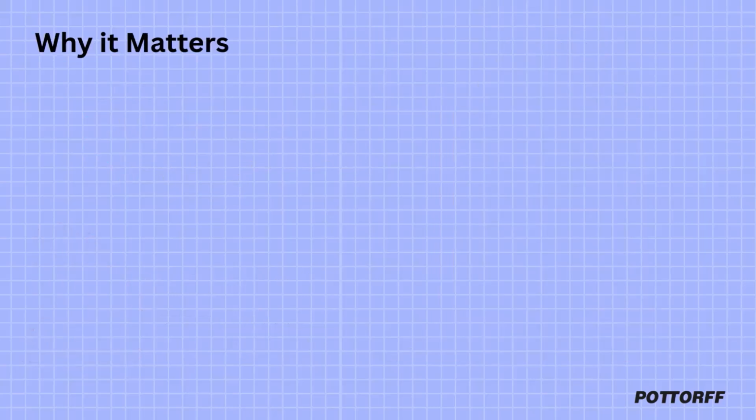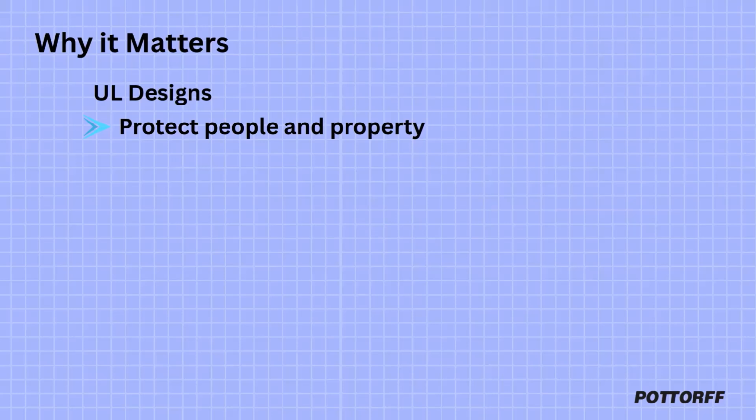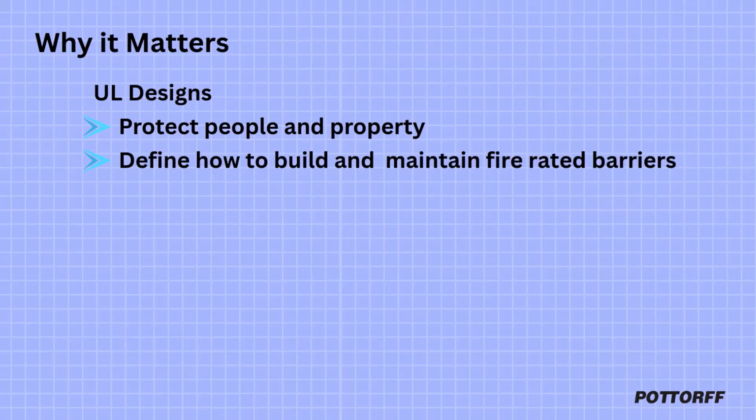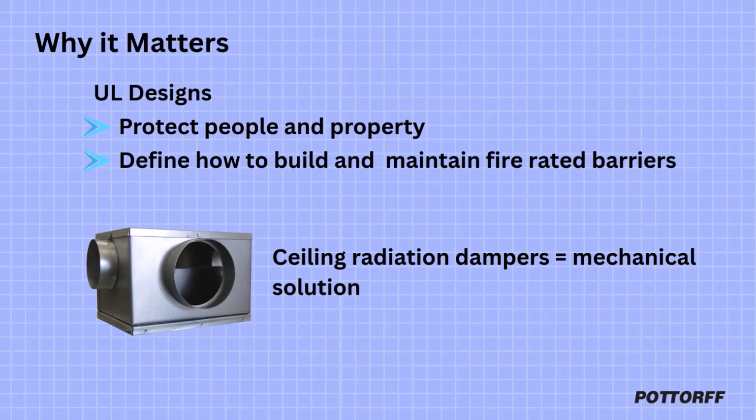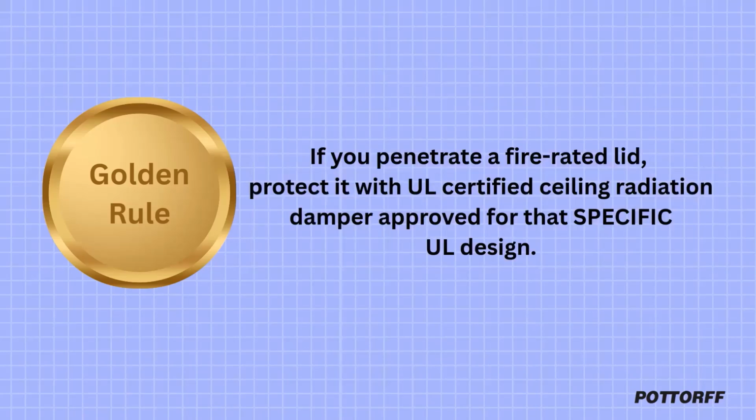So why does this all matter, Josh? In the big picture, UL designs like P522 are there to protect both people and property. They define how to build and maintain fire-rated barriers. Sealing radiation dampers are the mechanical solution that keeps those barriers intact when we introduce airflow. So whether you're designing, specifying, or estimating, remember this rule. If you penetrate a fire-rated lid, protect it with a UL 555C certified sealing radiation damper approved for that specific UL design. And Pottorff can help with that. Absolutely, we can. Thanks, Josh.